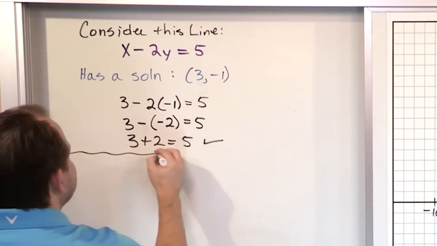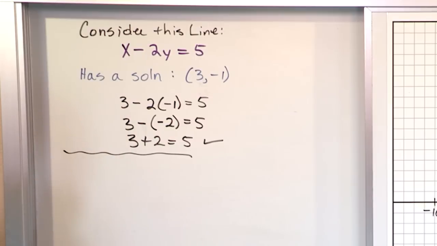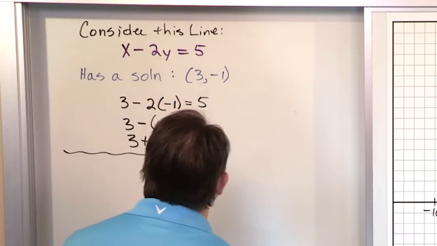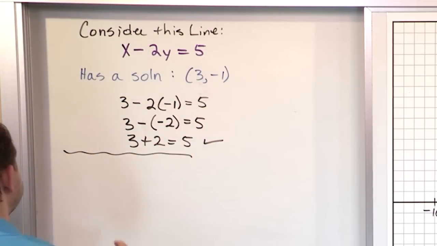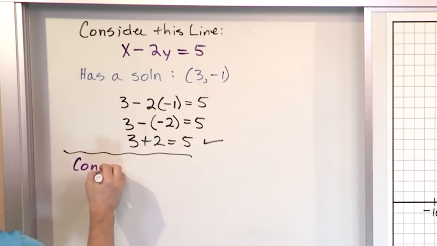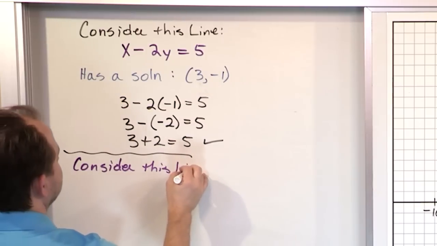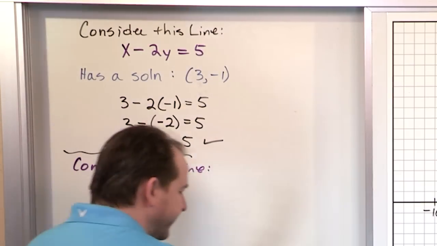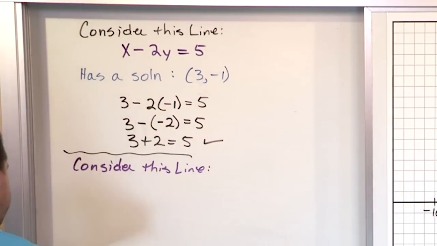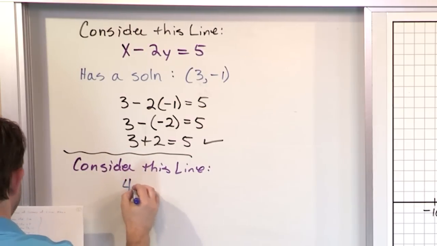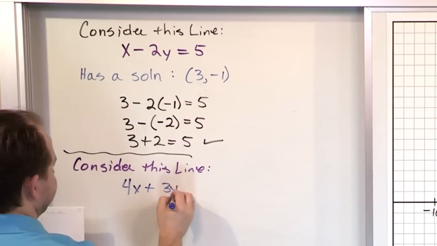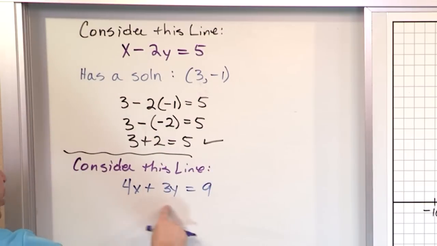We can take a solution, we can substitute it in, and it works. So we know that it's a solution, right? Now I want you to consider another line. Consider this line. This line is not the same as the first line, I will tell you that much. It is 4x plus 3y equals 9. This is a totally different line. It's not the same line as the original one here.